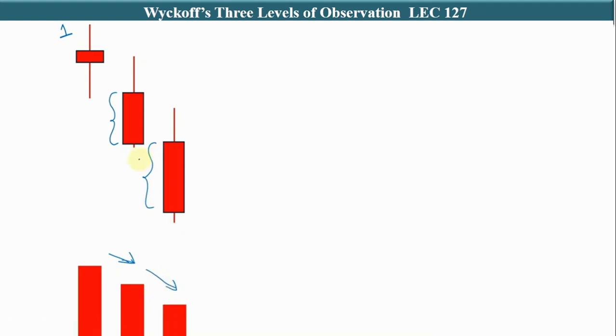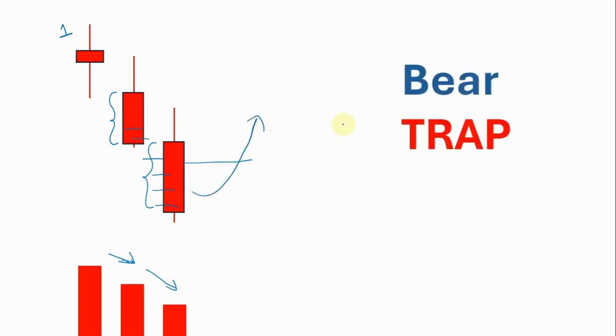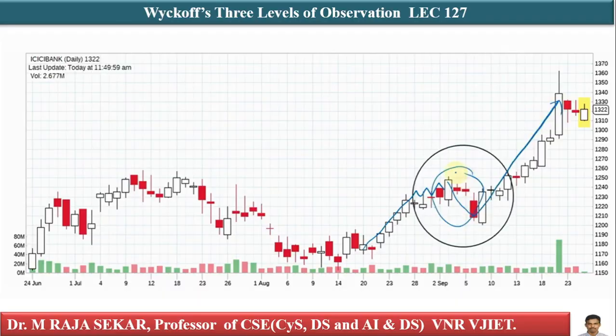On day 3, the price continues to fall again, forming a red candle with lower volume than the previous day. When the price is falling but the volume is also declining, it indicates a bear trap. In such a case, market movers accumulate the stocks quietly, and soon after the price reverses upward, allowing them to enjoy profits after the reversal. Let me check one chart, the ICICI Bank chart.